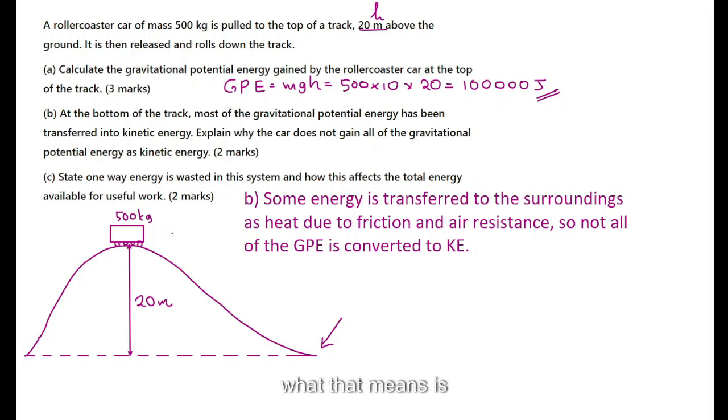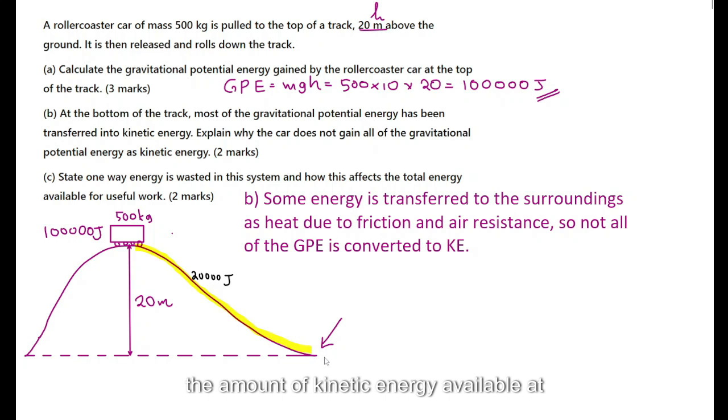Now, what that means is, out of this 100,000 joules of energy that this has at the beginning, say it's 100,000 joules, and because of the friction and air resistance and all that in this path, let's say, for example, it uses 20,000 joules.